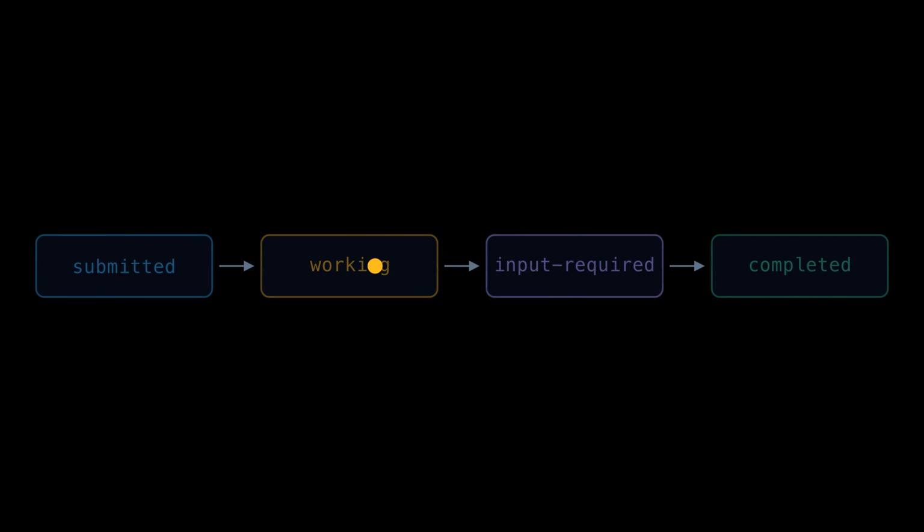A task does not finish in a single step. It moves through clear states. It starts as submitted. Then, working, it may pass through input required. And finally, completed. While it works, the flight agent streams progress back, so the planner is never left waiting without an update. Input required means the agent needs a little more from you. For example, would you like a morning or an evening flight? A task can also end as failed or as cancelled. Whatever happens, the state is always clear to both sides.